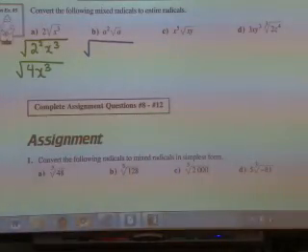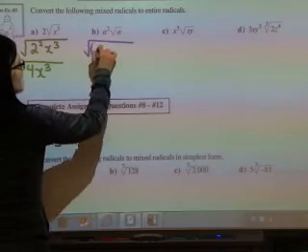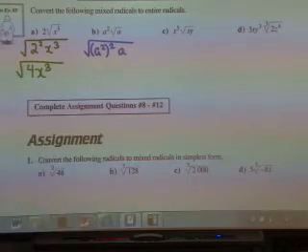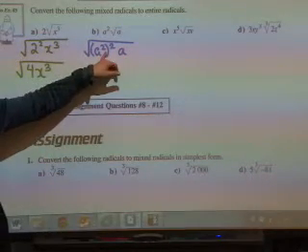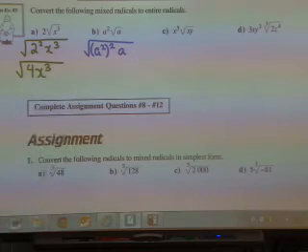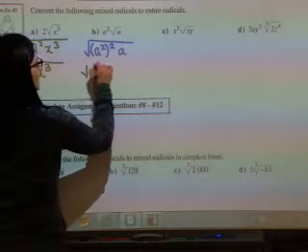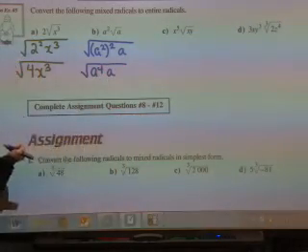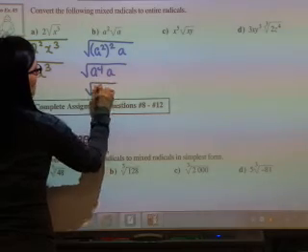If I look at B, to put that a squared underneath the radical sign, I have to square it. So if I have a squared raised to the power of 2, it's actually a to the power of 4. And then if I times that by a, what do I get? A to the power of 5.